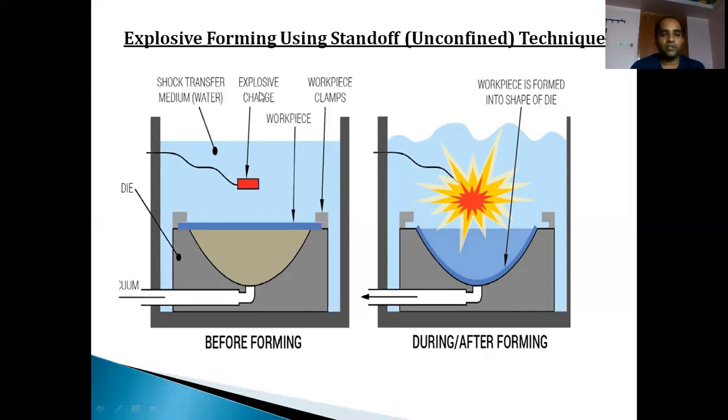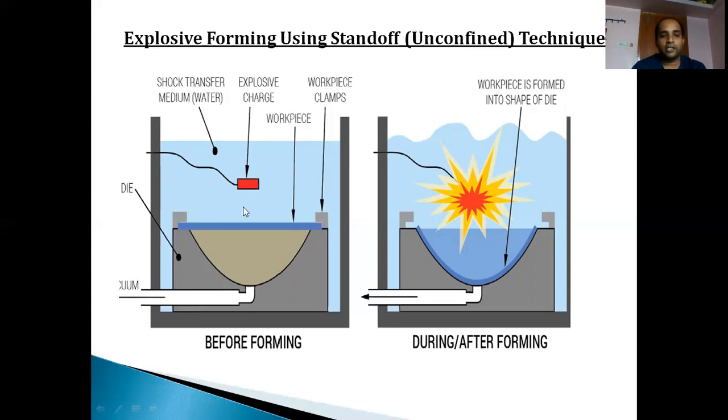If you observe here in the figure, this is the setup. This blue colored part is the workpiece. It is clamped with the two clamps here. Then you can see this is the die cavity, a dome shaped, curved structure. At the bottom they have provided a provision for taking out the air from this die with the help of a vacuum pump.